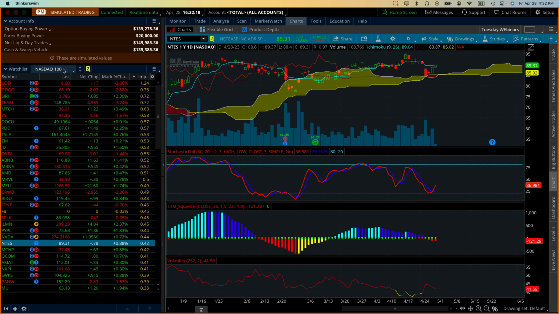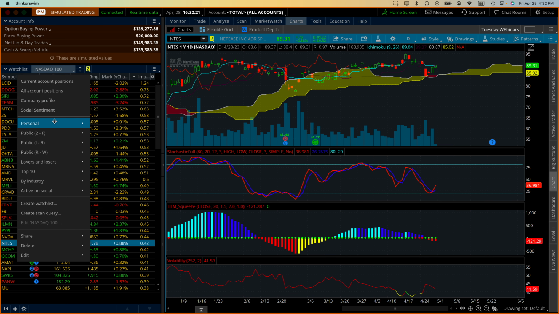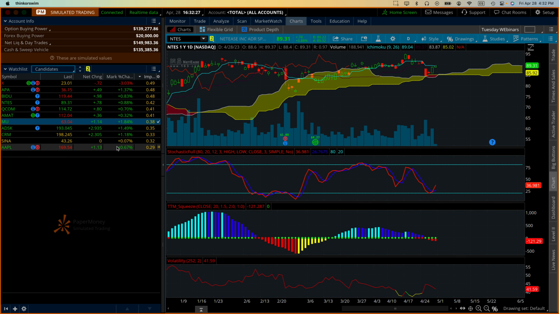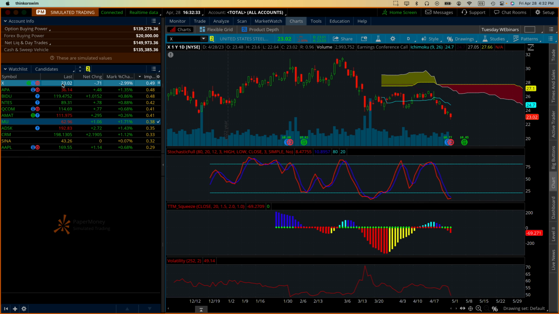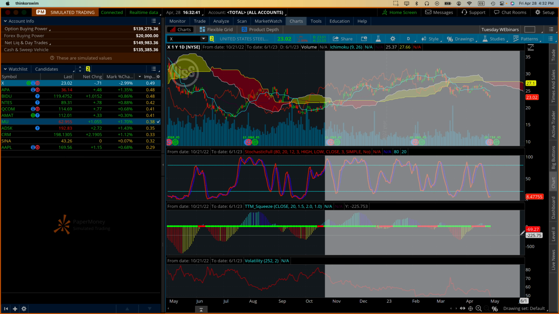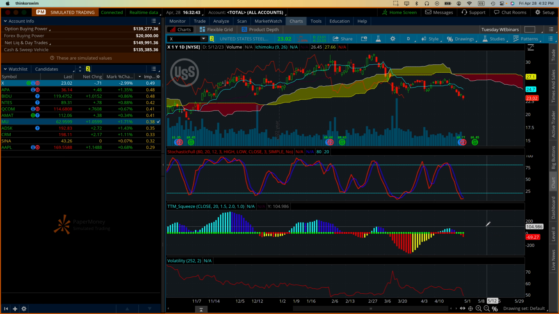Now, this is the Nasdaq 100. You can choose any list. It could be your favorites list. I have one here that says candidates. Okay, here again we can look at them. This is United States Steel. This actually looks good for that if you're interested in the United States Steel. I'm not, so I'm going to pass.